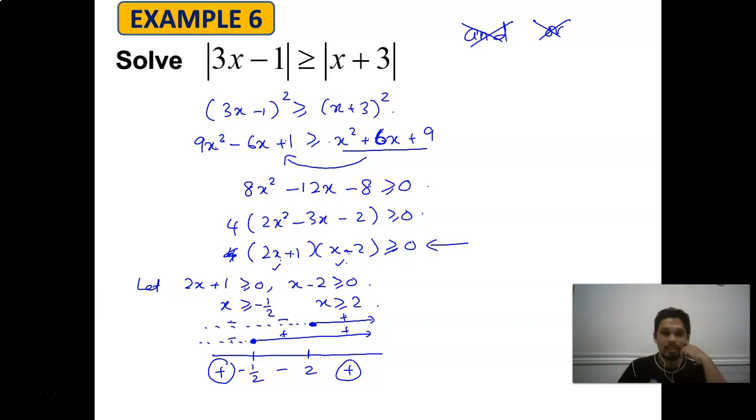Sorry, I have a problem with this one here. The final answer for this one is from negative infinity until negative 1 over 2, union, not U, the union symbol, 2 to positive infinity.